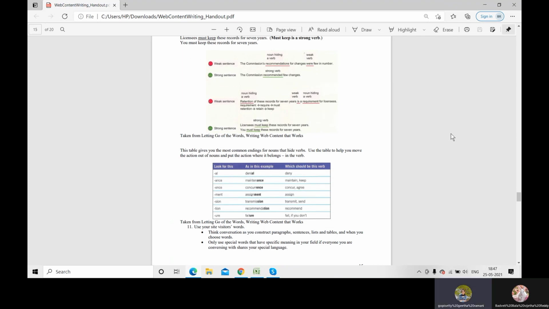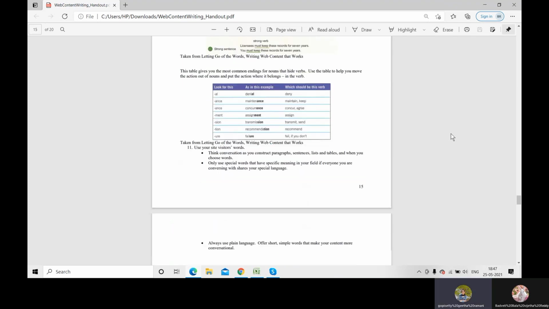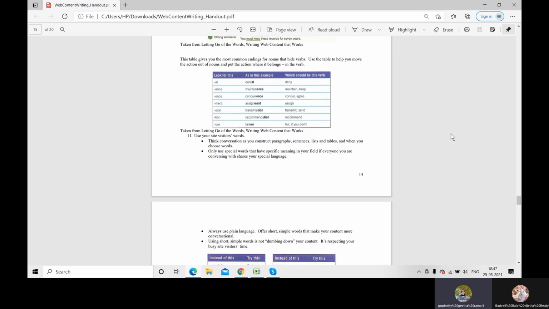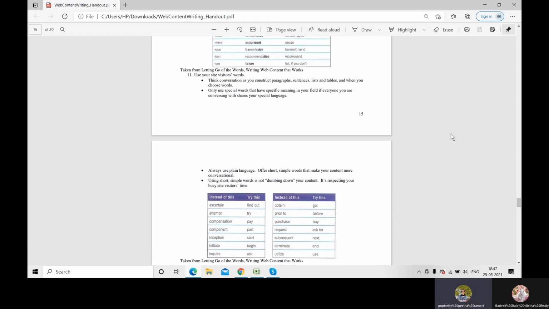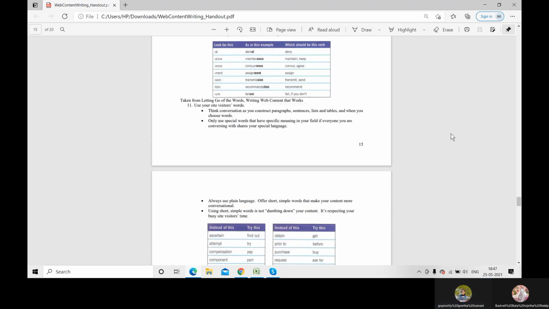So let's see, this table gives you the most common endings for nouns that hide verbs. Use the table to help you make the action out of nouns and put the action where it belongs, in the verb. See here in the table, we can look for this ending, and as an example, we can see many verbs.